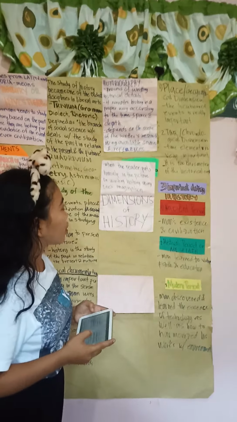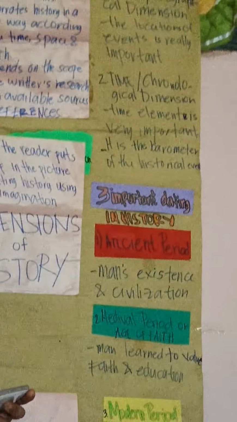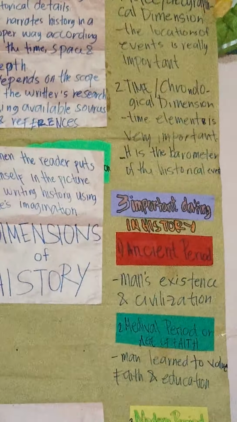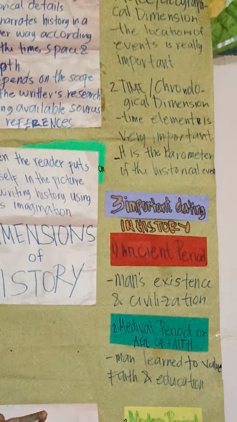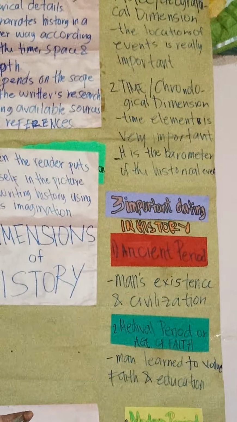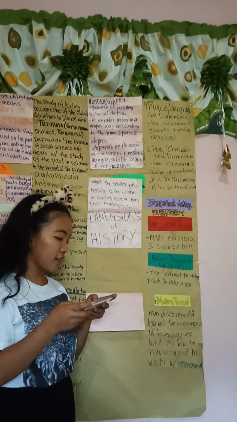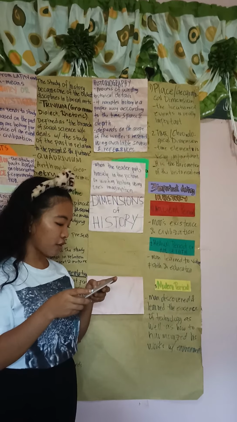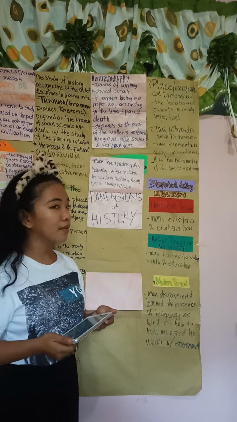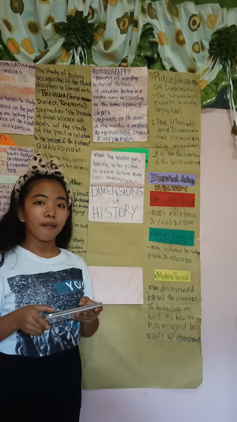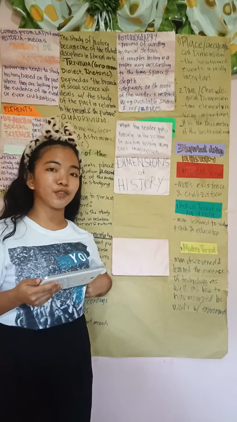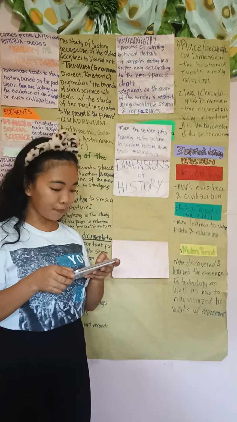The second is time, or the chronological dimension. Time element is very important. It is the barometer of historical events. Example, Rizal was born in the 19th century, which is the age of England. Kailangan yung time para malaman natin kung ano nga bang panahon yun na naganap o nangyari ang isang history. Kagaya ng nabanggit ko kanina about kay Jose Rizal.